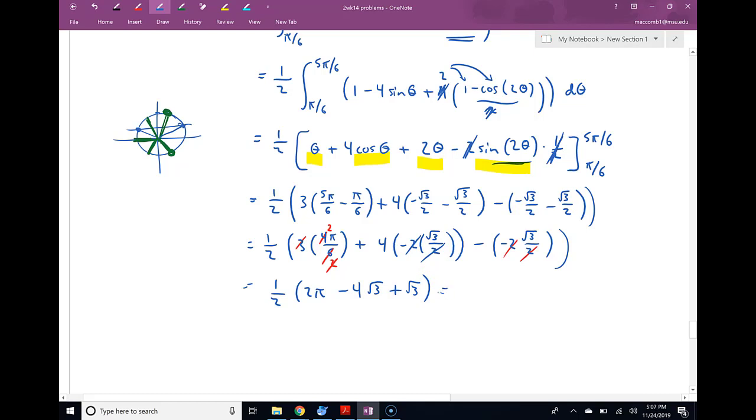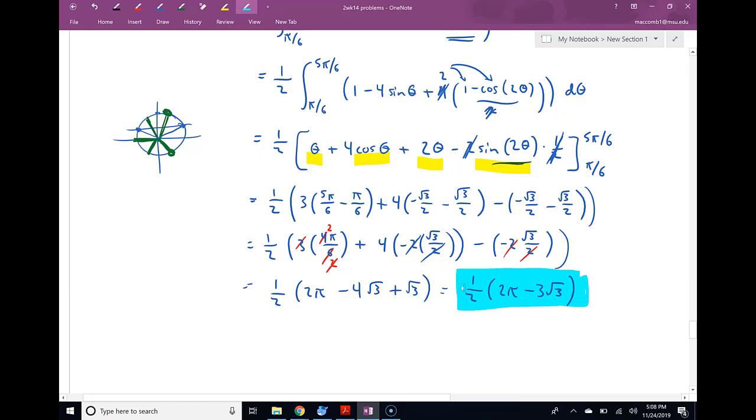And so we're going to have 1/2 times 2 pi. And again, you could distribute that through and cancel out if you'd like. And then this is going to be minus 3 root 3's. So this right here would be the final answer. Again, that would be the area of that inside loop there.